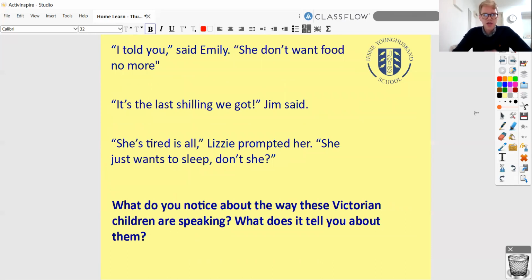Here are a few more extracts. These are all separate extracts I've pulled from the text here. What do you notice about the way these Victorian children are speaking? Is there anything unusual about the way they're speaking? If so, what does it tell you about them? What do you think the author, Berlie Doherty, is trying to imply here by the way that she's written these Victorian children's voices? Again, pause, write down your answer for that and come back to me.